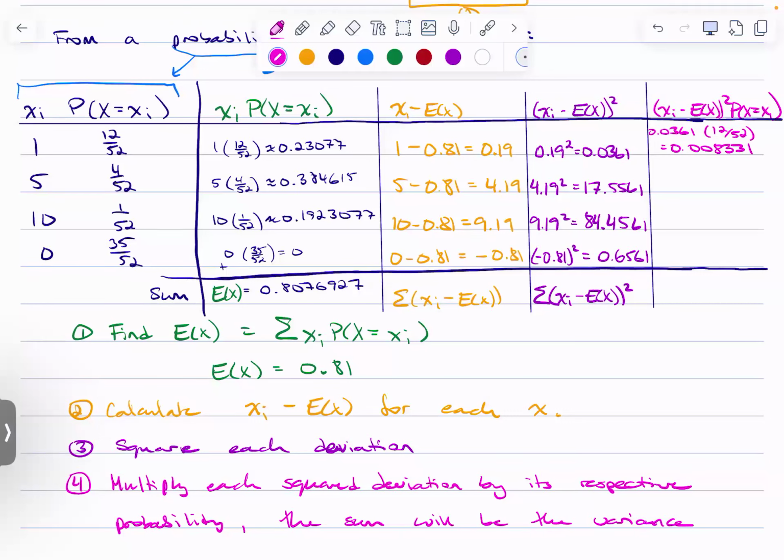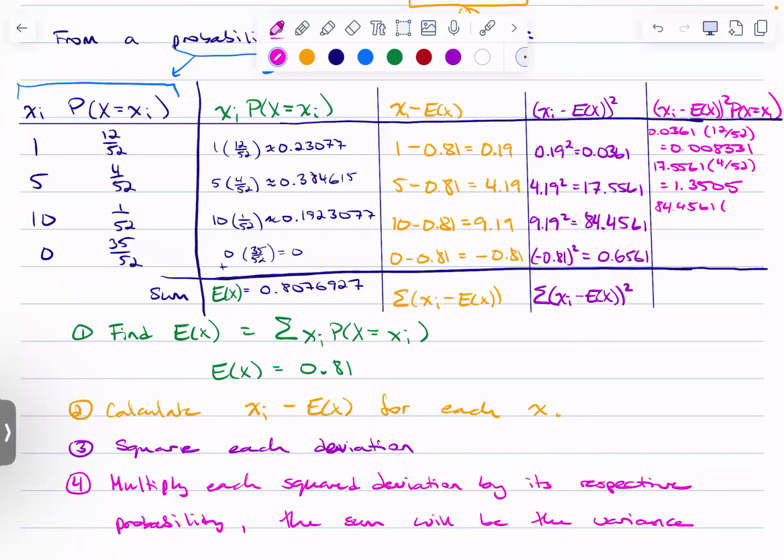And I know what you're thinking. Wow, this would be so much easier if I could just use Excel, right? You can just reference the cells, do it for one, drag it down, and that would keep all your decimal places. That's nice. 17.5561 times 4 over 52 is 1.3505. Do some nasty rounding there.